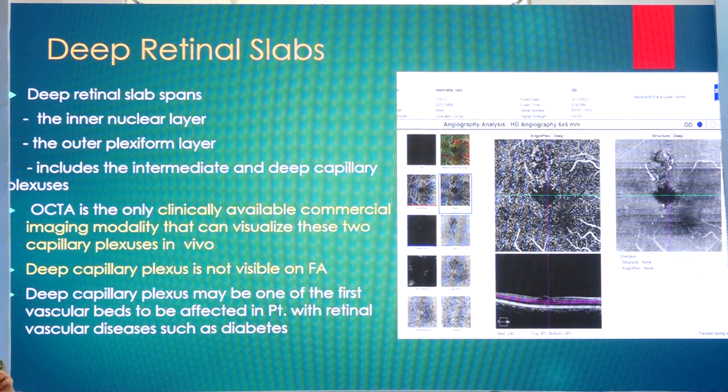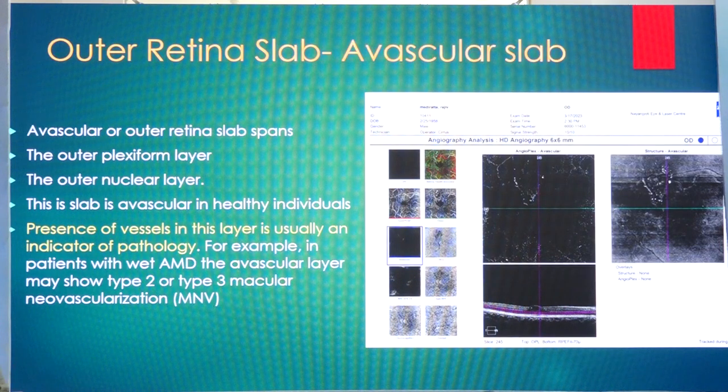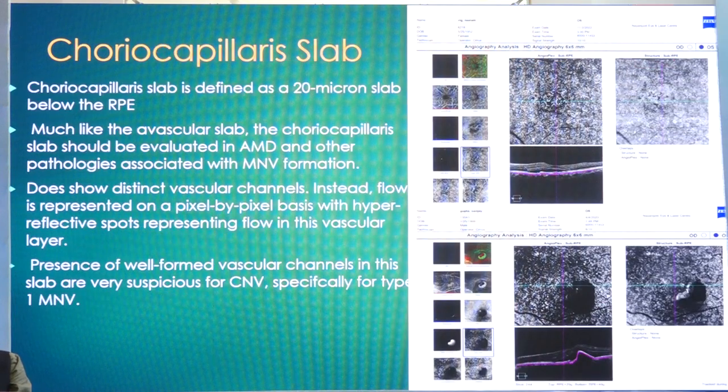With OCTA on Heidelberg, you can also interpret the intermediate capillary plexus, which you can only do in the Heidelberg machine and not other machines. With this, you can diagnose a lot of diseases like PAMM, where the middle layers are affected, or the middle deep capillary layers are affected. The outer slab is an avascular slab. The presence of any vessels in this area usually is an indicator of pathology like CNVM.